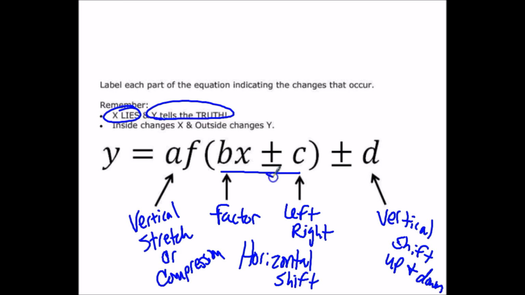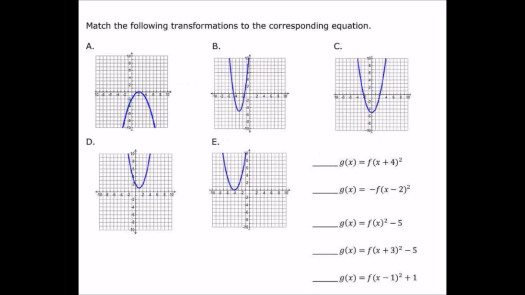The trickiest part is right here with the C's, because you always do the opposite of what it shows. If it's plus, you actually go to the left. And if it's minus, you go to the right. So let's check this out. Let's see what you do on these problems. Here we go. All right, it's a matching game. We're going to match the following transformations to the corresponding equations.